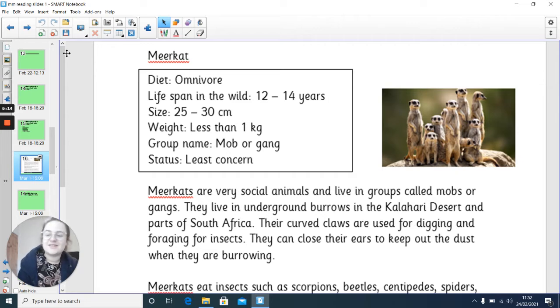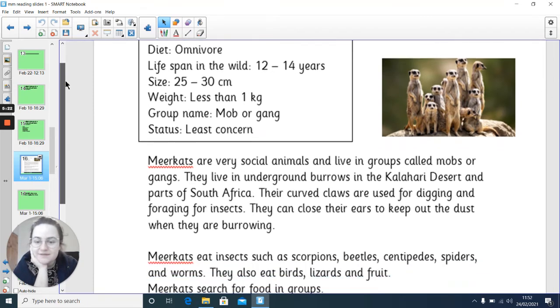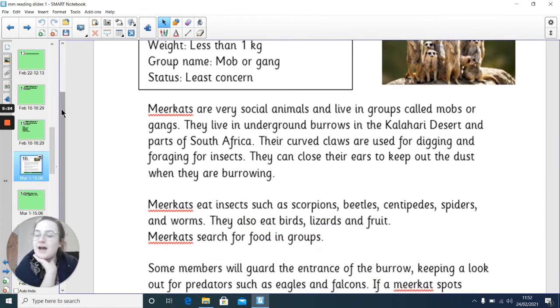There are lots of things that we have learned from reading this text. It's an information text, so that's what it's meant to do. It's meant to inform us about meerkats. You might have said that from this text you have learned that meerkats live in the Kalahari Desert in South Africa. You might say they have got curved claws.